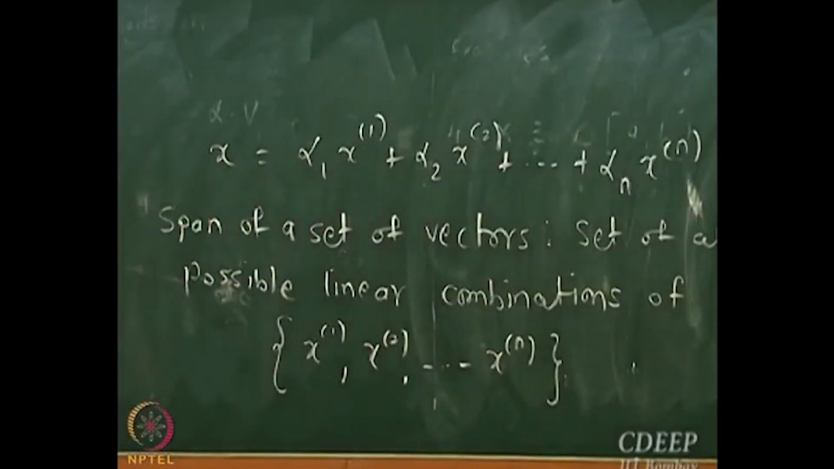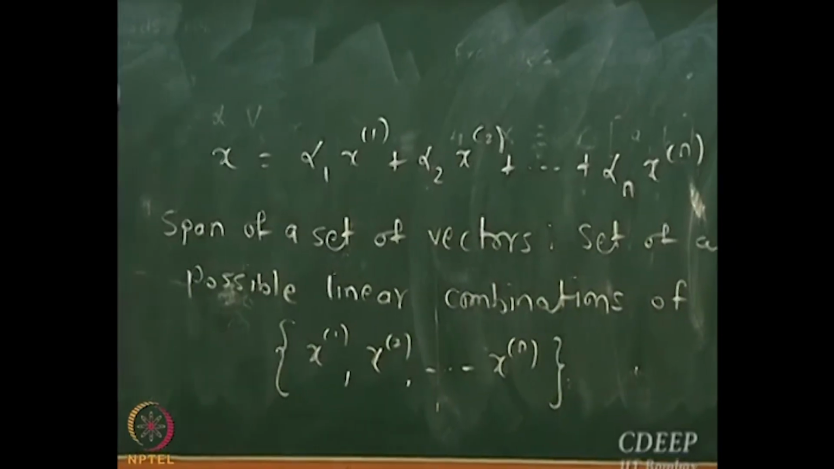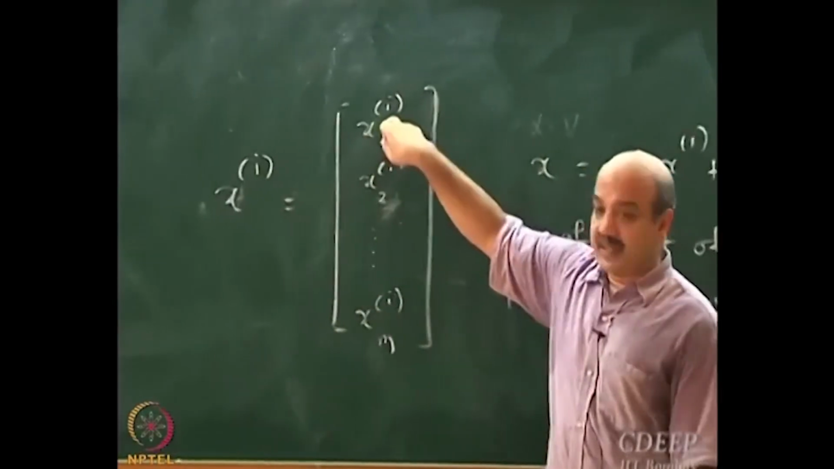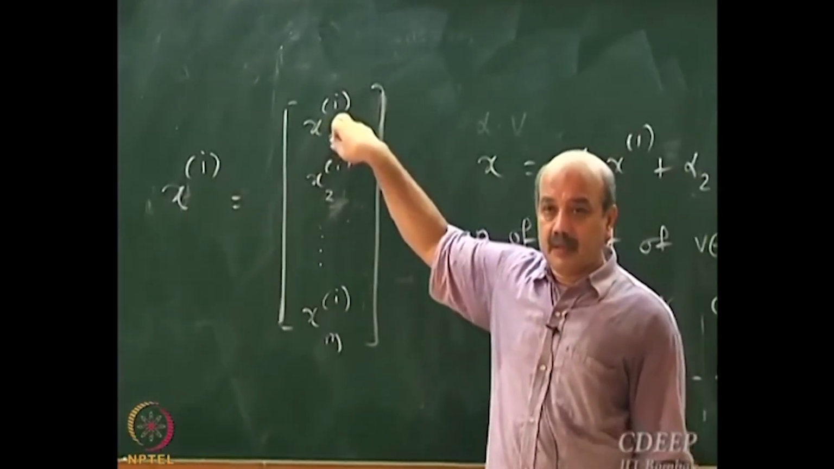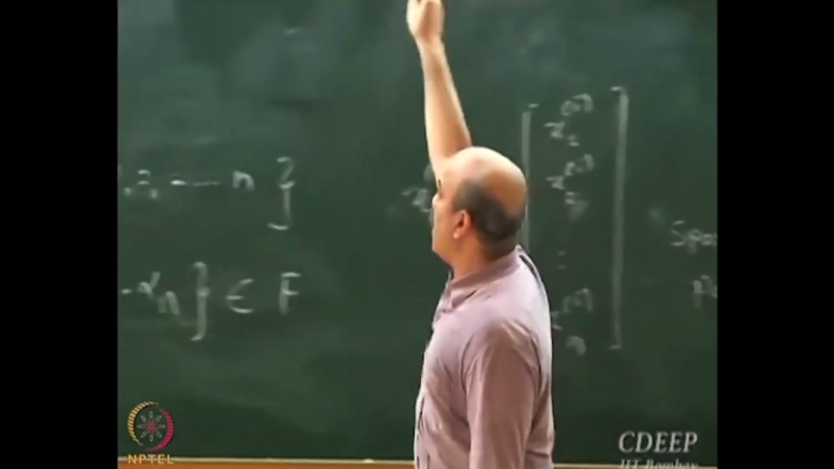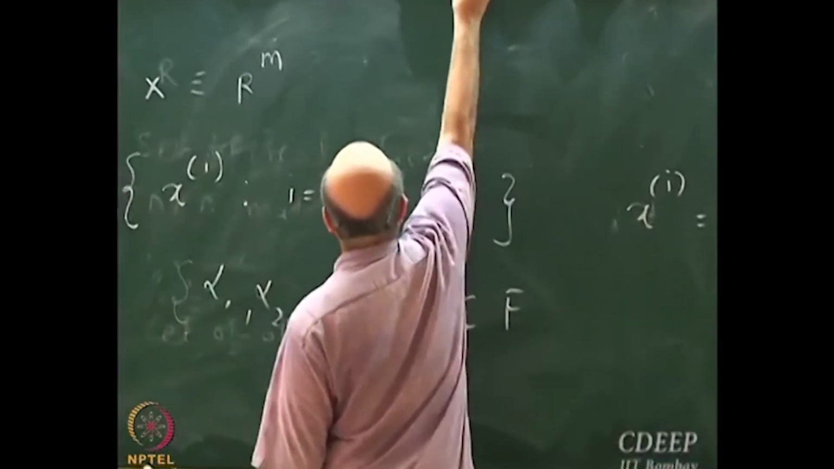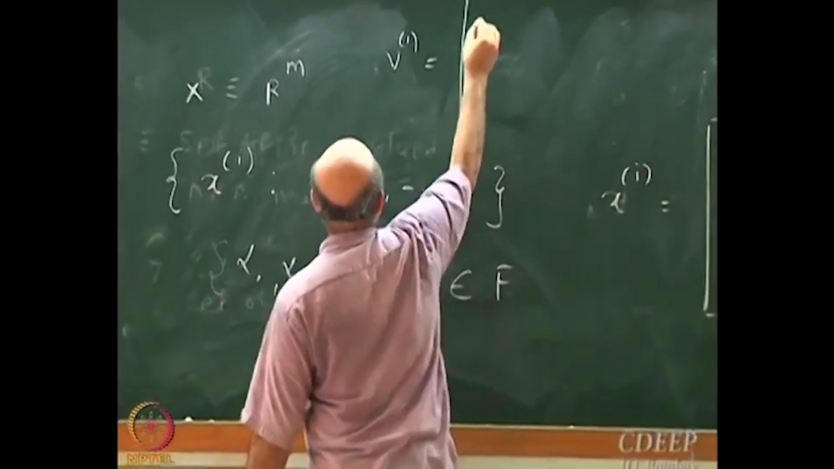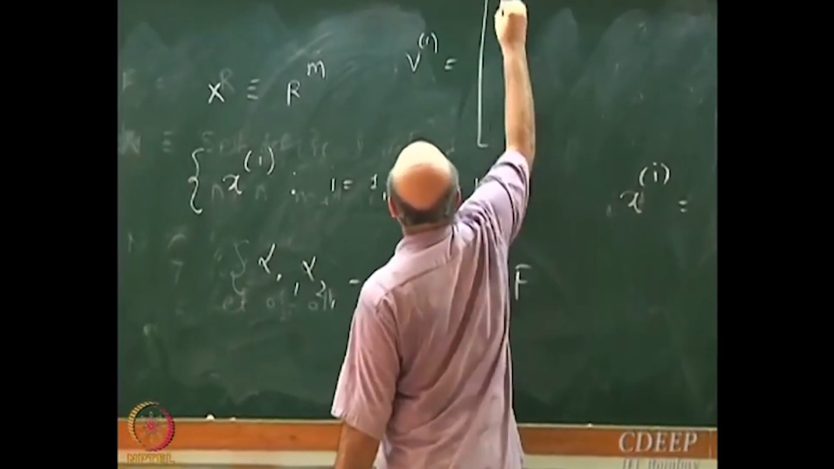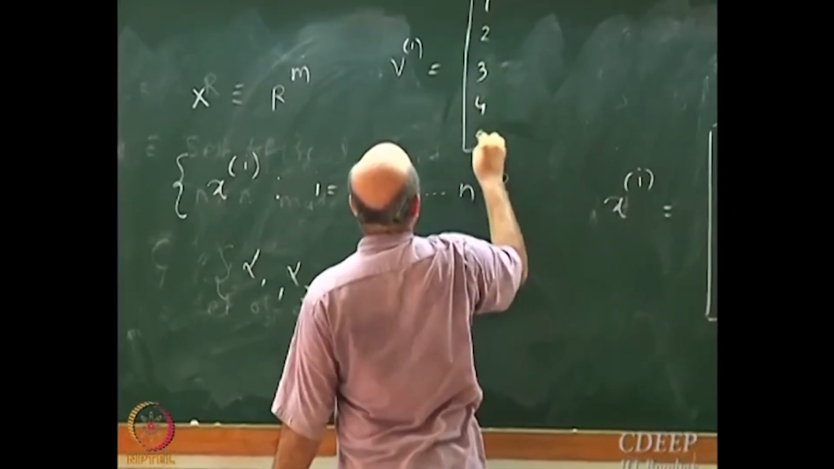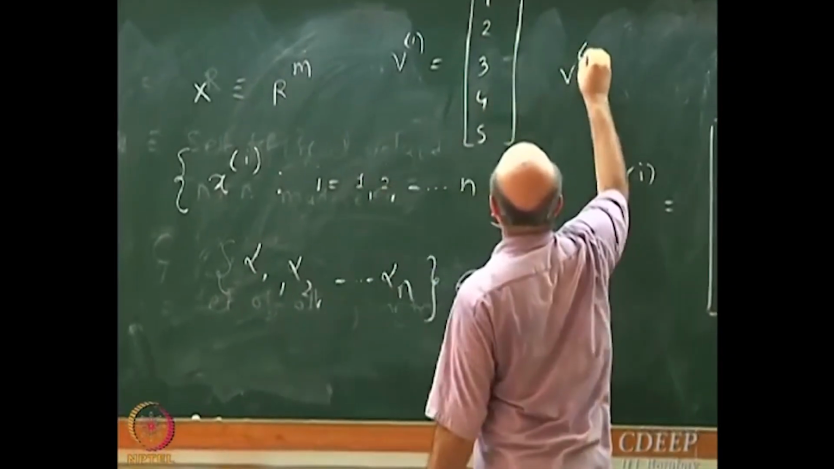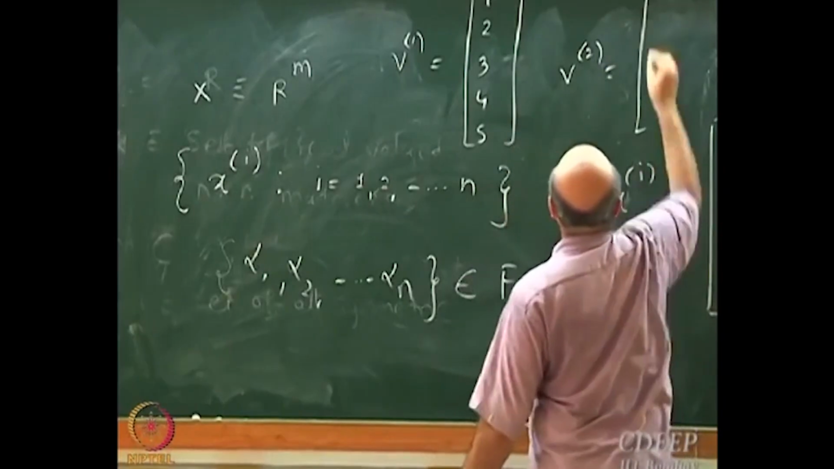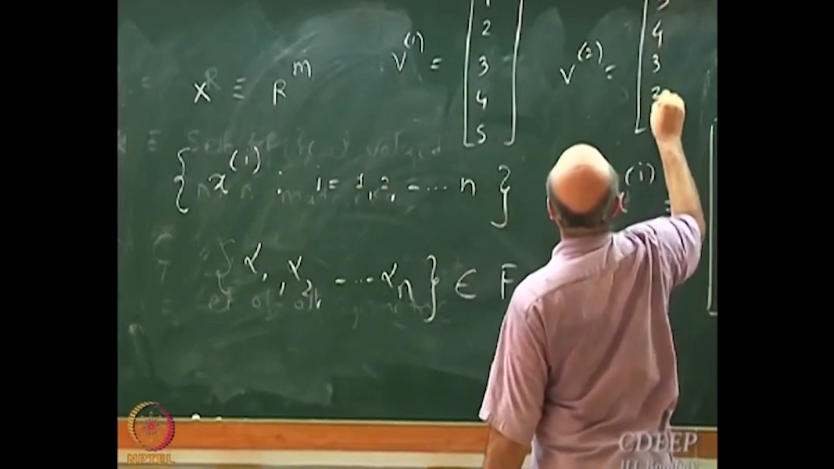Student: I'm sorry, I didn't understand the notation, sir. Can you view them as matrices, sir? No, these are not matrices. This is a vector, the ith vector. For example, I may have two vectors. Let me take a 5-dimensional space. So I have vector 1: 1, 2, 3, 4, 5. And vector 2, which is 5, 4, 3, 2, 1.